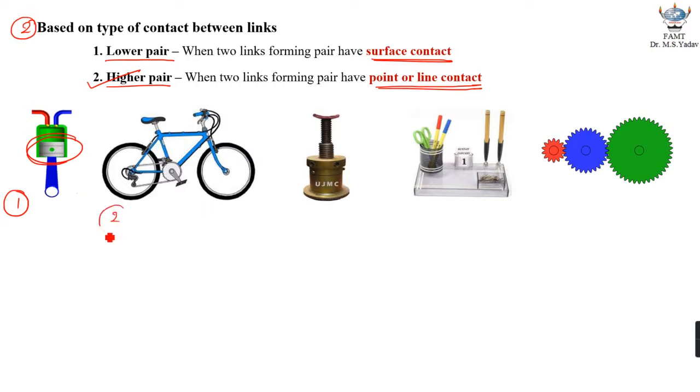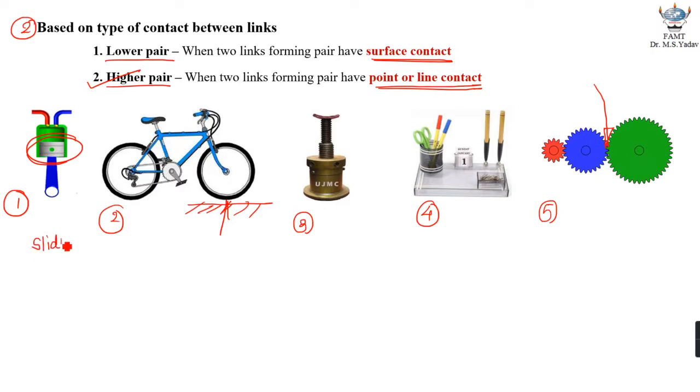If you look at the second practical example, which is a bike running on the road surface, you will notice there is a point or a line contact, so this becomes a higher pair. This is the screw jack, where between nut and bolt there is a surface contact, so this is the best example of a lower pair. This is once again the same pen stand, it is giving you a surface contact, so this is a best example of a lower pair. And the fifth and the last one is gears. Right at this point you have a point or line contact, so gears become the best example of a higher pair.